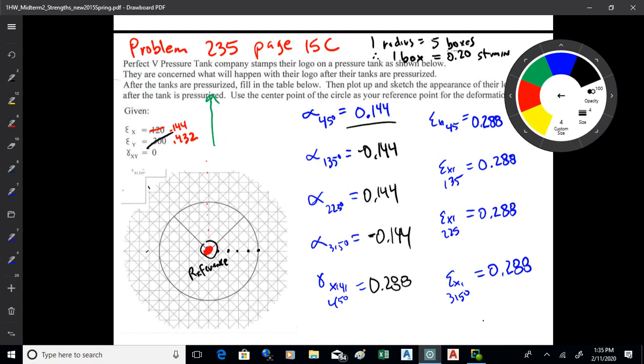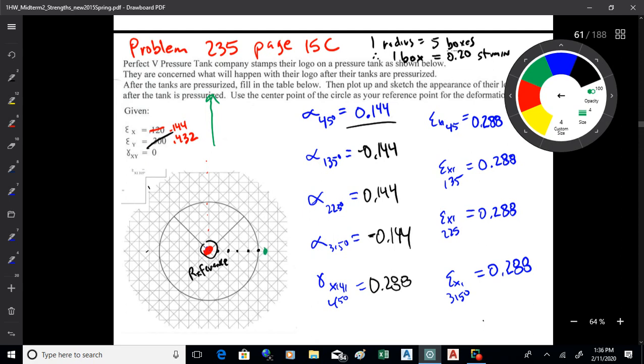Good. So where's that point going to end up? The point at 0 degrees. How far out? How many boxes out? 3/4 of a box, roughly. Yeah, okay, we good? Because a full box is 0.2. We've got 0.144. We're roughly 3/4 of 0.2. Okay, so that's going to be right about there.